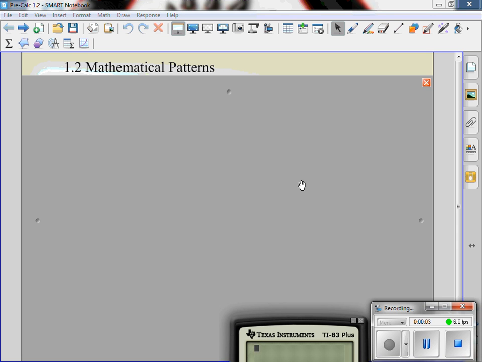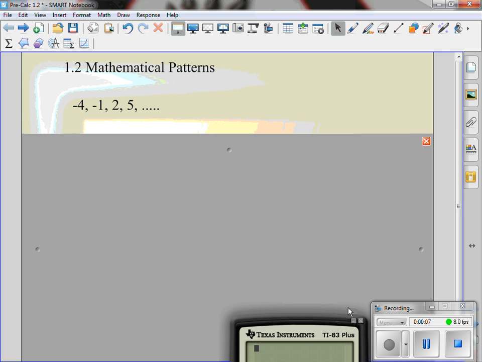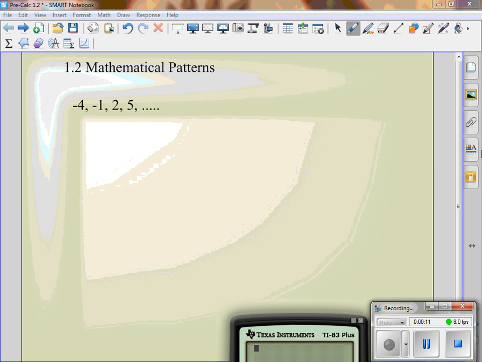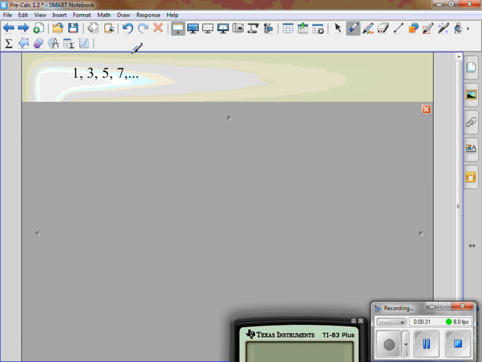1.2, mathematical patterns. I want you to find the pattern here. What's happening here? It's going up by 3 every single time. So what's the next one? 8, 11, 14. That is your basic type of pattern. How about here? I want you to look at this one. We all know that it goes up by 2.